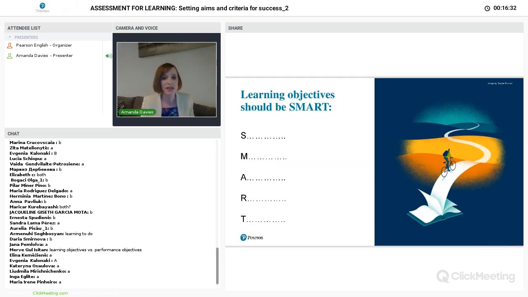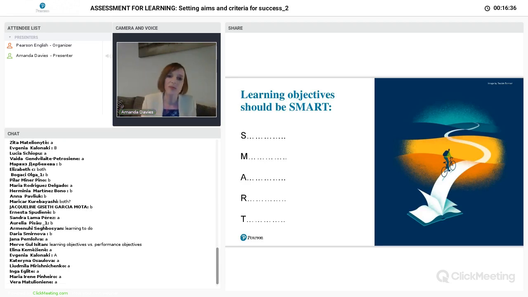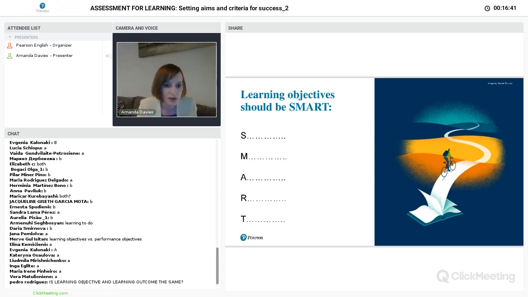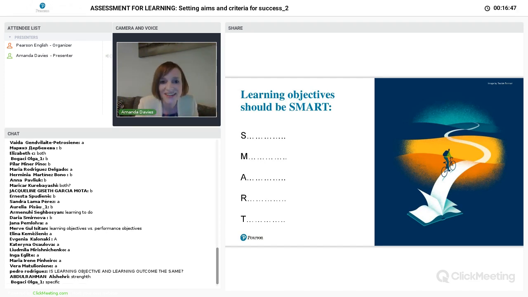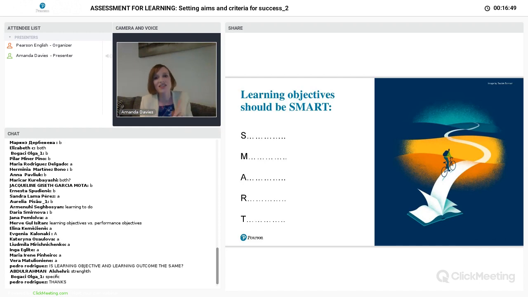One thing that has helped me to get better at writing learning objectives is using this acronym SMART, which sort of comes from a business context, but it's quite useful. Pedro, a learning objective and a learning outcome, yes, is the same thing. I keep saying learning intentions as well today. Learning intentions, learning objectives, learning outcomes, learning aims, lesson aims, they're all the same thing. So going back to our SMART objectives, well done.